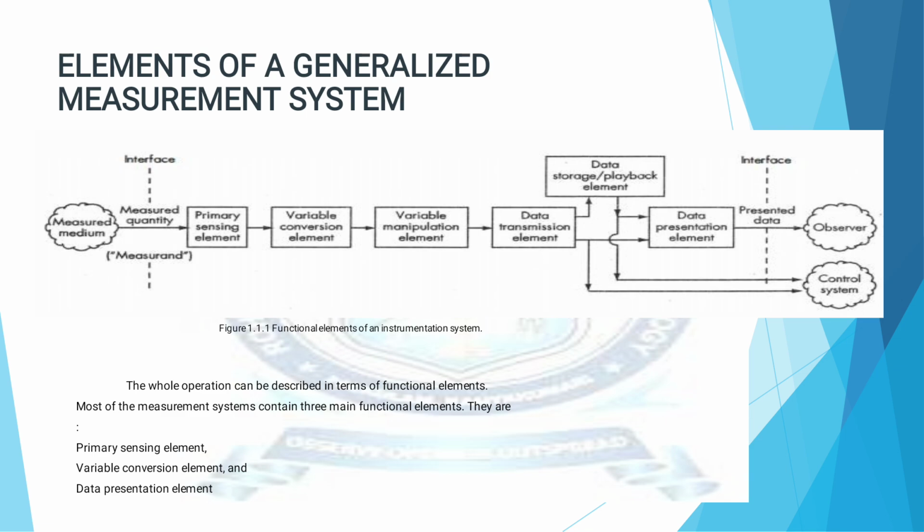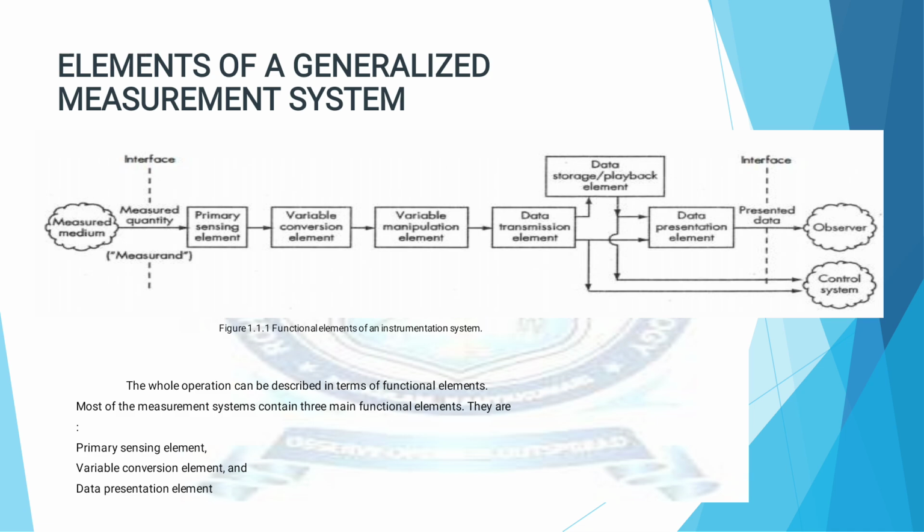And next is the elements of the generalized measurement system. It consists of three main functional elements: primary sensing element, variable conversion element, data presentation element. Each element will perform a specific function in converting that measured quantity into useful information.